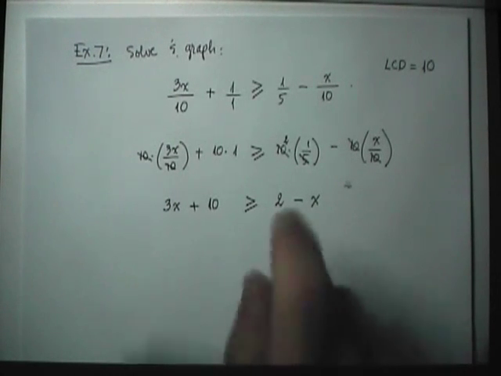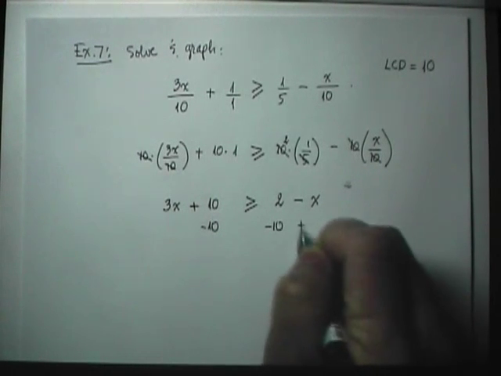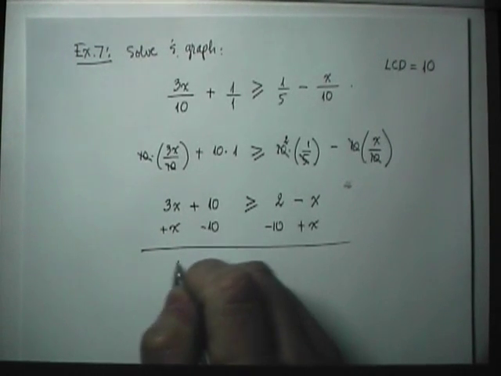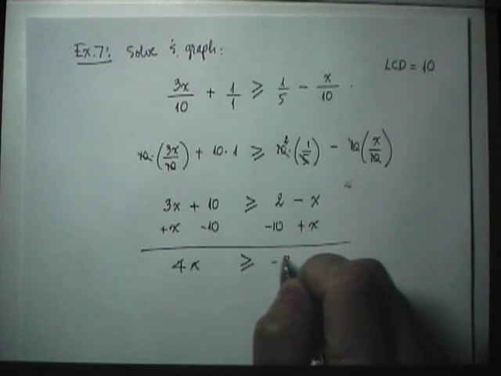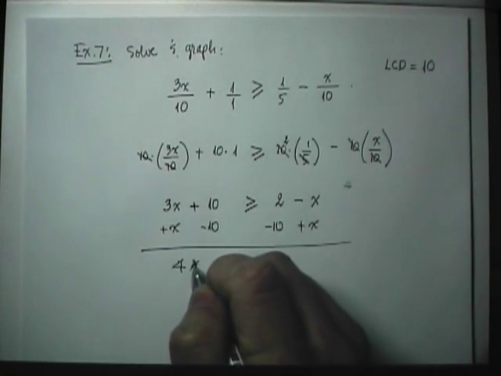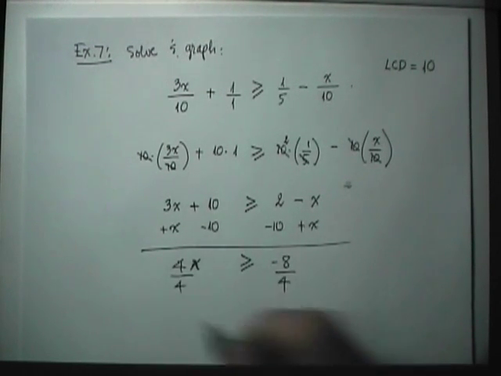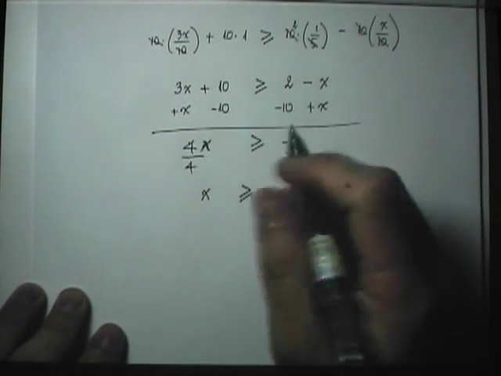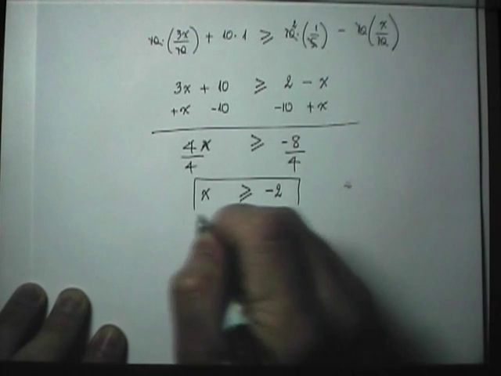So now my last step to solve the inequality, I need to subtract 10 from both sides and add x to both sides. And that gives me 4x greater than or equal to negative 8. And so the last step to solve for x here would be simply dividing both sides by 4. And my possible values of x satisfying the inequality would be x greater than or equal to negative 2. So that's my solution.